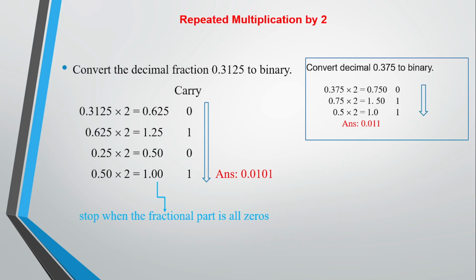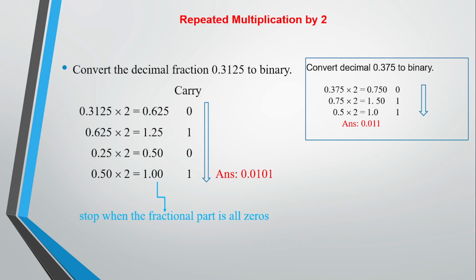Let us solve one example. For example, convert the decimal fraction 0.3125 to binary. So multiply 0.3125 with 2, and what is the result? It is 0.625. Now what is the carry? Of course 0, put the carry here. Carry means simply the digit that we took from the fractional side to the whole side. Here there is no carry, so the carry is 0.